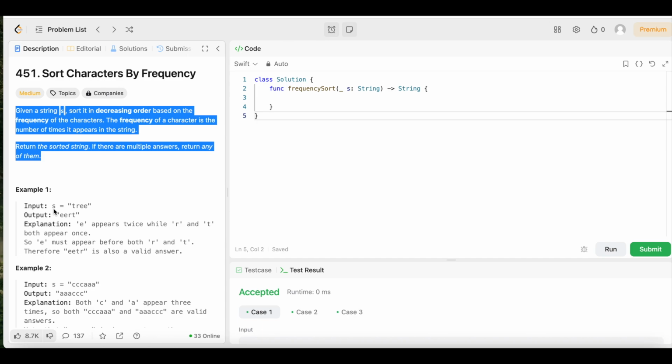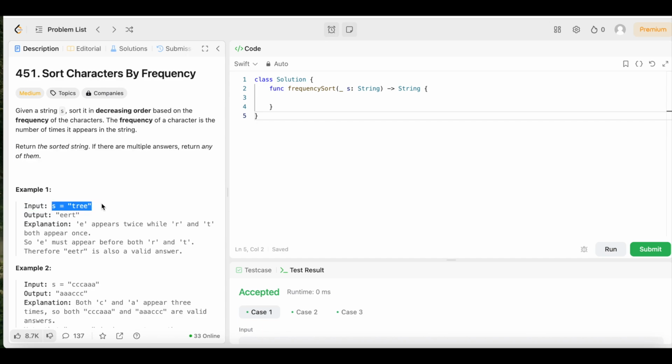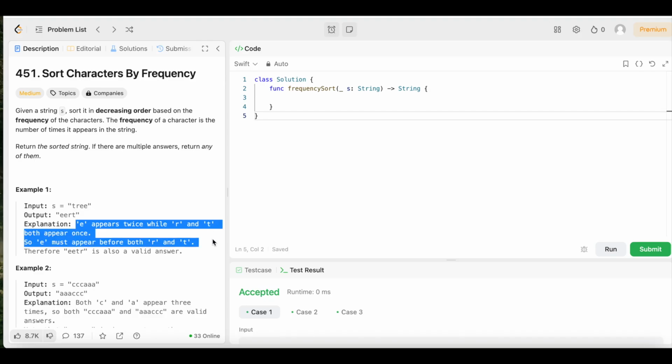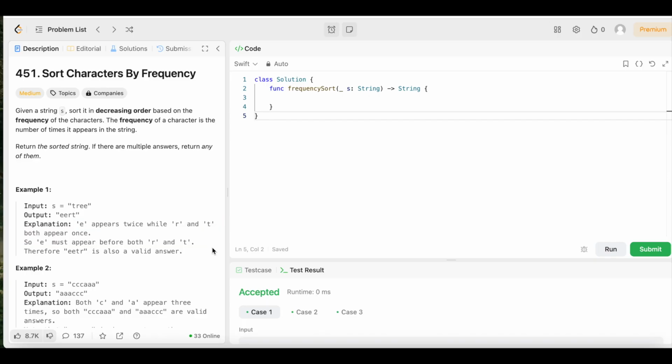So in example 1, we have the input s equals the string "tree". The output is "eert". The explanation says e appears twice while r and t both appear once. So e must appear before both r and t. Therefore, "eetr" is also a valid answer.